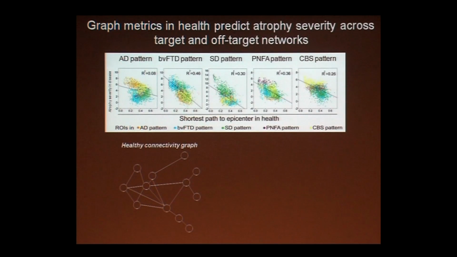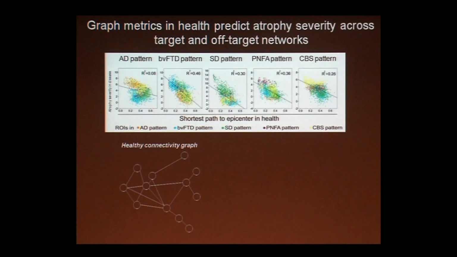And so what you can see here is a string of correlation plots looking at the relationship between the length of that path from the epicenter to the given node in the network and the vulnerability of that node. And so what I'm showing you is that for each of these 5 diseases, the shorter the path to the epicenter node, whether you're looking in the home network or the off-target network, the more vulnerable that region is to the disease. So it supported our idea about this.